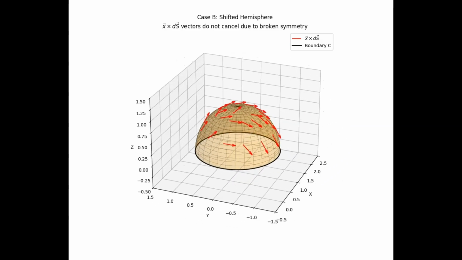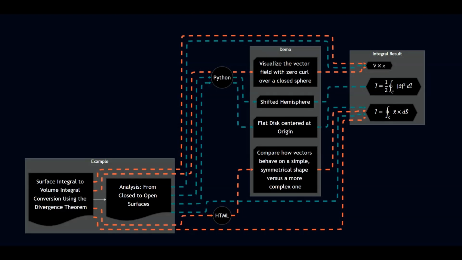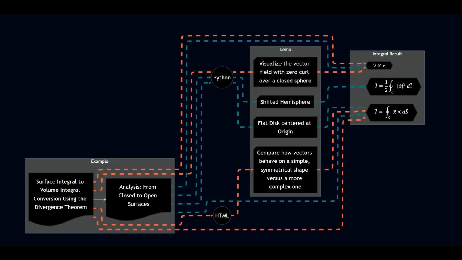Ultimately, while the math tells us that closed shapes are always perfectly balanced in this position field, open shapes reveal how the displacement and boundaries of an object create unique physical forces.